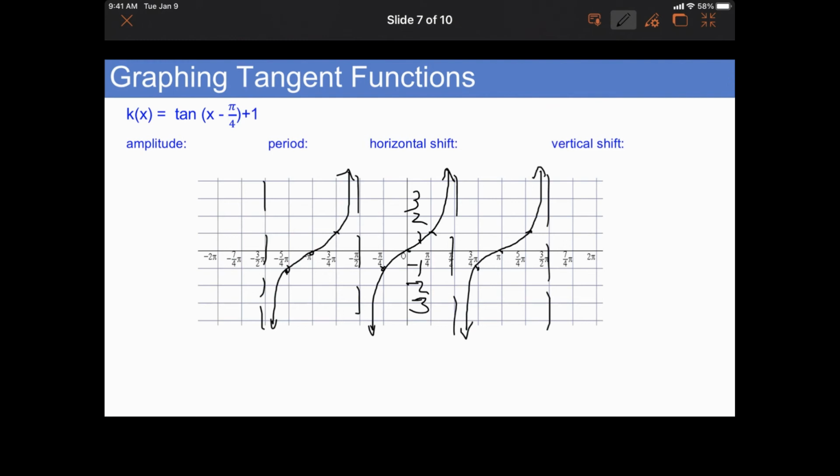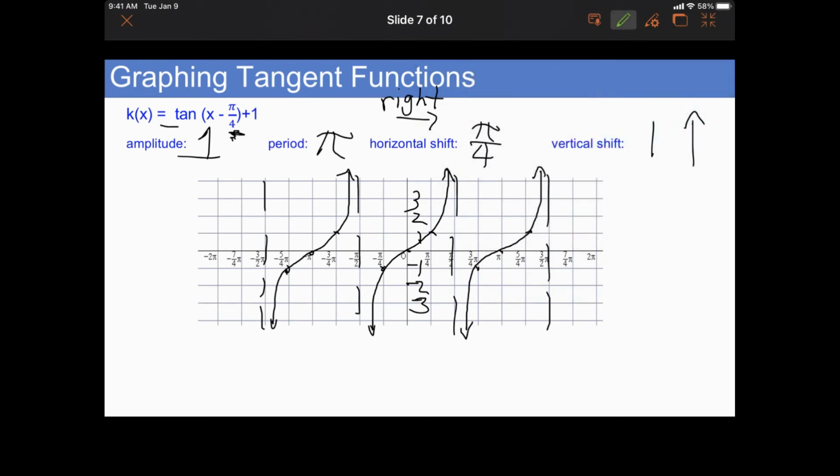All right, amplitude, number in front. So that's going to be 1. The period, still pi. Horizontal shift. So this number after the x, inside the parentheses, plus or minus, that is the horizontal shift, pi over 4. Now, because I put pi over 4, it's positive. Please remember, it's to the right. Some of you are getting confused and going to the left. This is to the right. Vertical shift is 1, and that's going to be up.